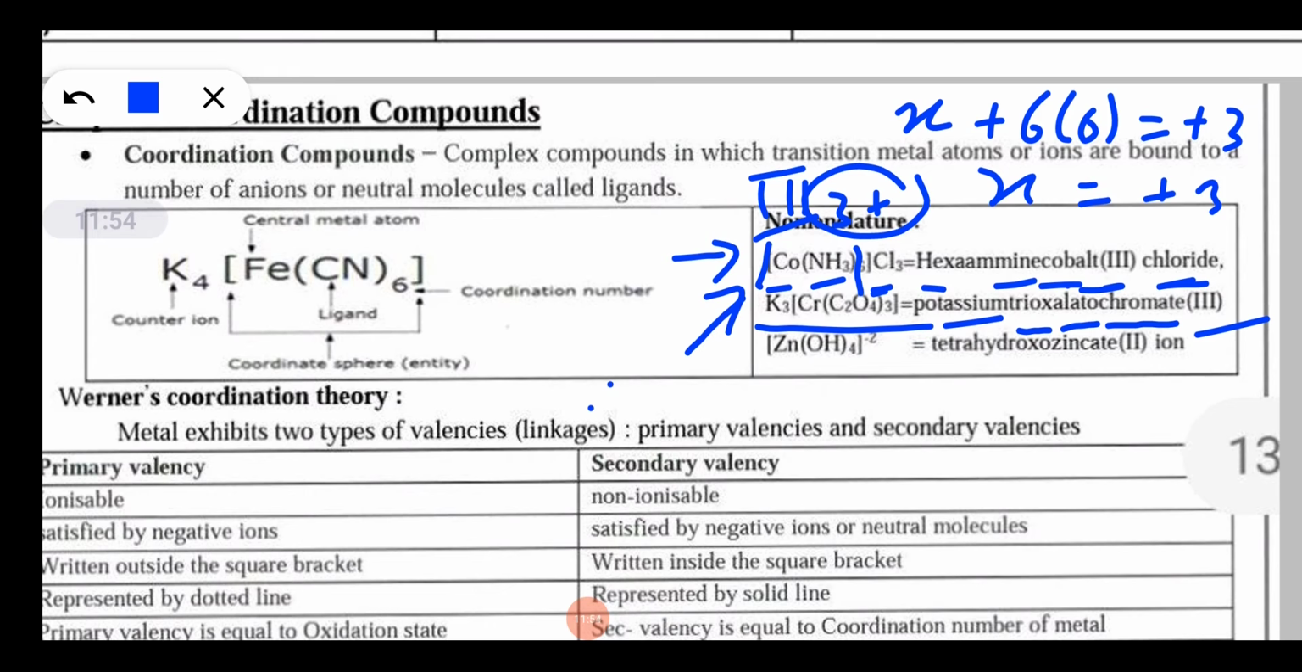And how did we find the oxidation state 3 of chromium? Let us suppose the oxidation number of chromium is x, oxalate is -2, so -2 into 3 is -6, and this is equal to the charge on the coordination sphere, -3. So after solving, you can find that the charge on the chromium is coming +3. So this is what we are writing here, +3.